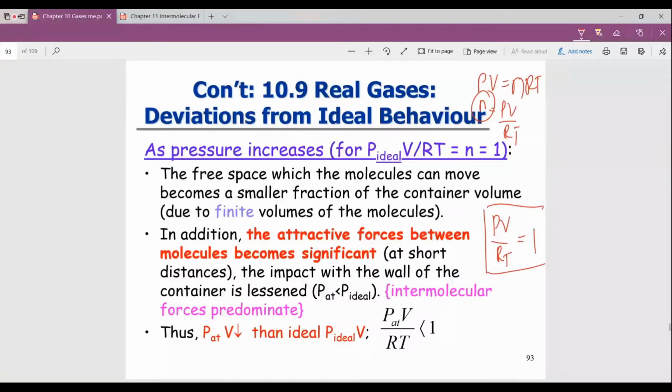But the attraction force between the molecules becomes significant when we apply the pressure. When we apply the pressure, we affect the volume. The volume will decrease, which makes the molecules close to each other, and the attraction force between molecules becomes important. So that's why the real pressure is less than the ideal pressure.